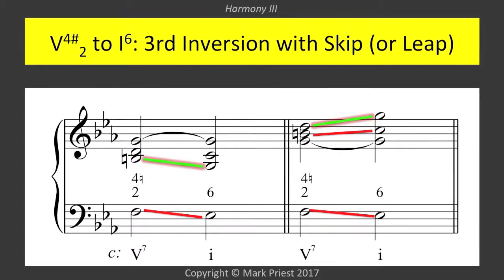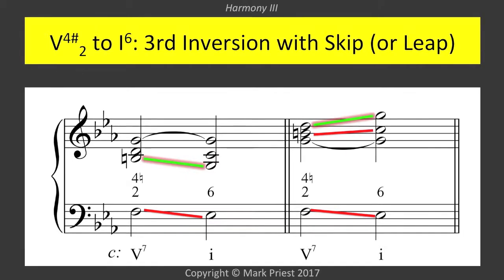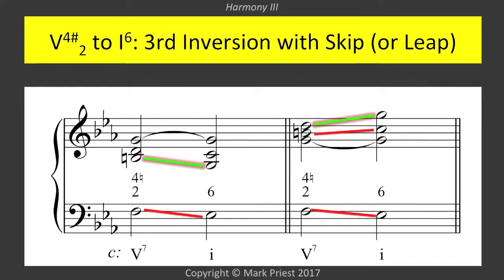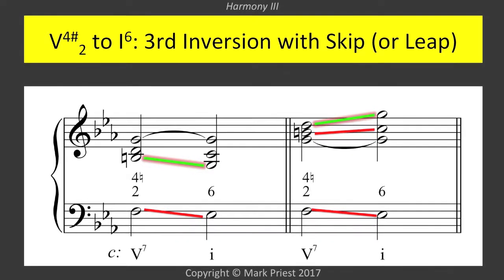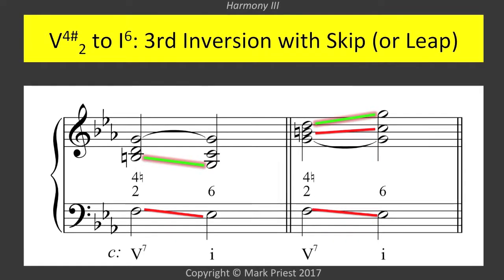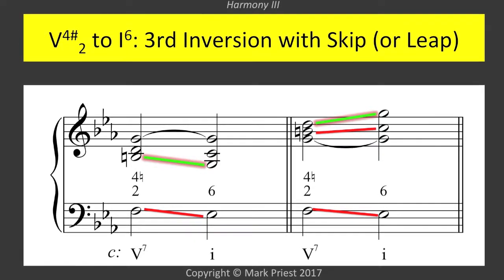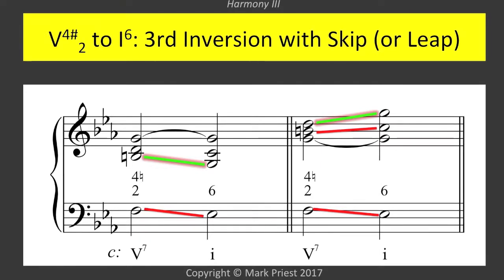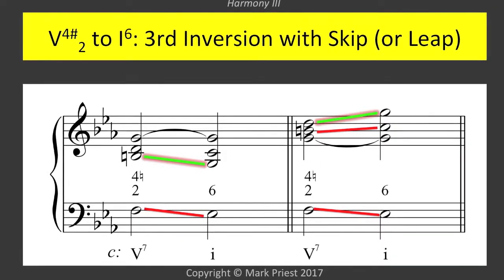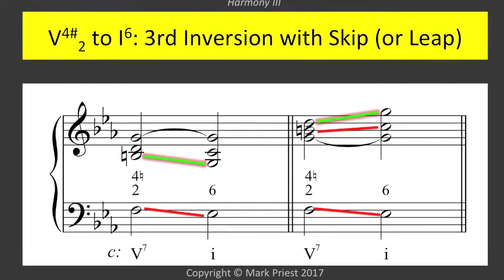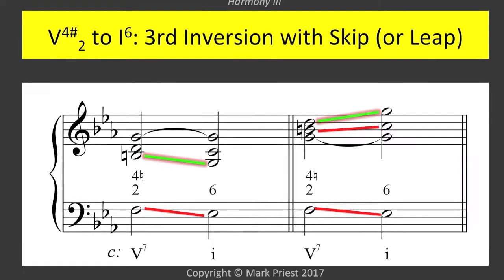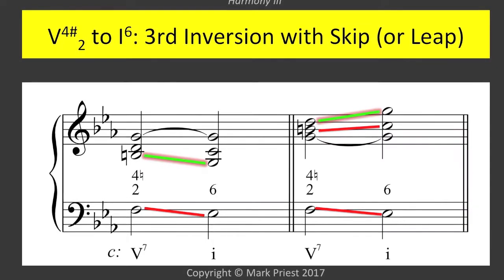Finally, third inversion 5/7s to tonic 6 triads, where one voice skips or leaps to the dominant scale degree. All this is perfectly acceptable. Incidentally, why do you think that frustrated leading tone in the tenor on the left is permitted?